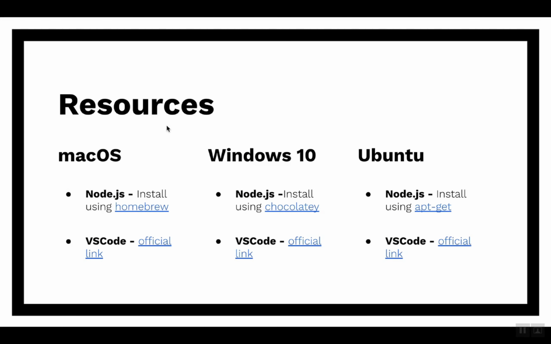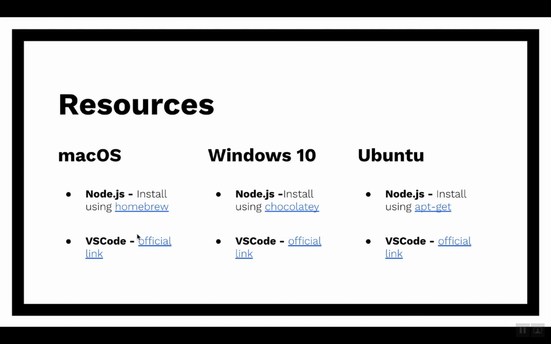Now, the resources that I was talking about. For Mac OS, Homebrew is a perfect tool to manage Node.js installation. For Windows 10, we have Chocolatey, and for Ubuntu, we have apt-get. For different distributions of Linux, there will be different installers, but apt-get is specific to the Debian-based Linux distributions. For Windows 10, you can use Chocolatey, which is usually available through PowerShell. And for Mac OS, of course, you have Homebrew. All you have to do is follow the Homebrew package guide and install Node.js.